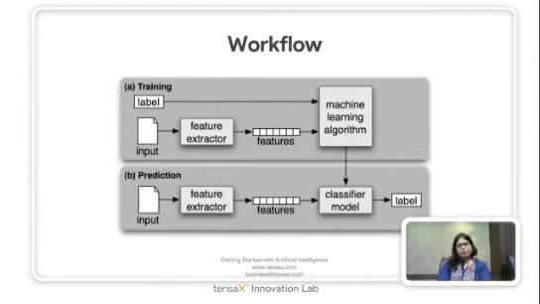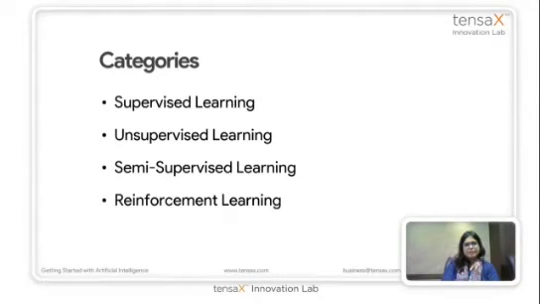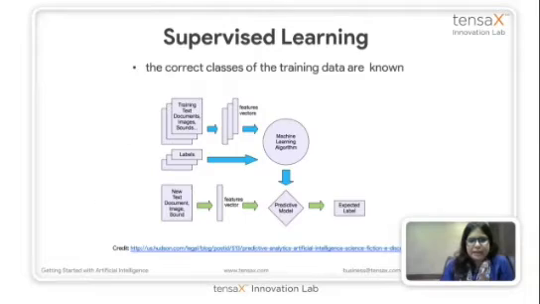So this is a general workflow that we utilize for our algorithms, and we'll get into more details about this as we progress in our sessions in the upcoming weeks. When we talk about machine learning, there are 4 distinct categories: supervised, unsupervised, semi-supervised, and reinforcement. Let's go over them briefly and try to understand what they are.